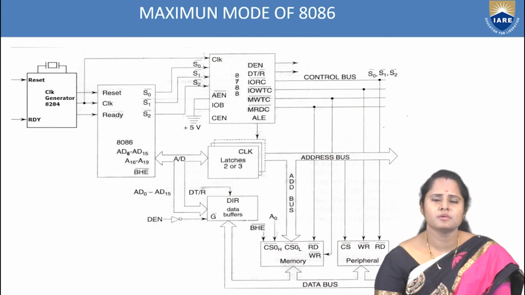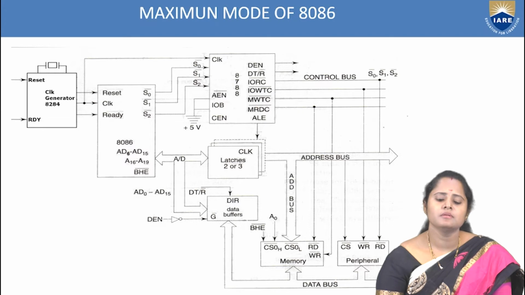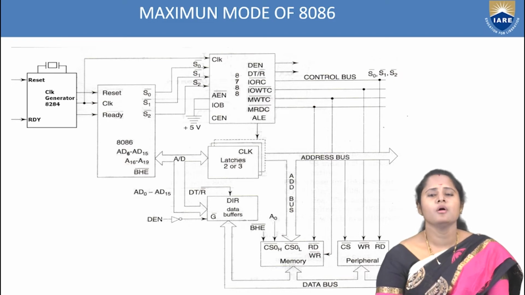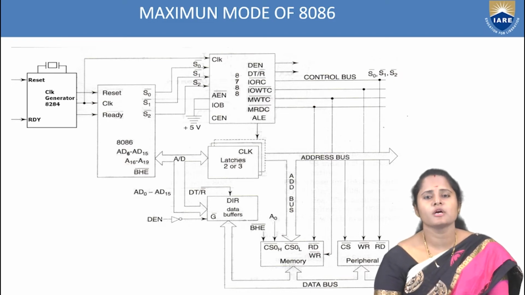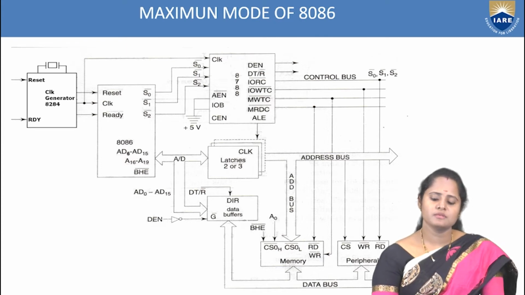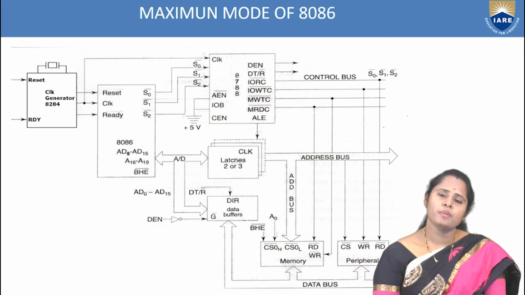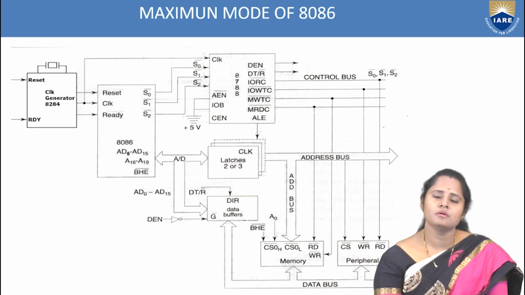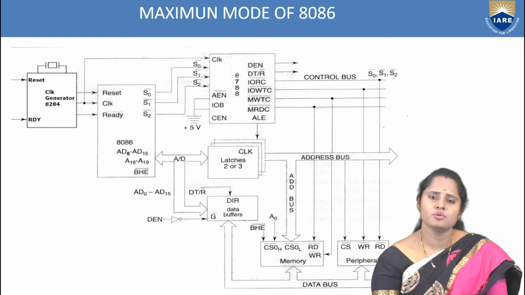What is a maximum mode? Maximum mode of 8086. As we know, maximum mode indicates that more than one processor you are connecting to 8086. So more than one processor means you're connecting peripherals. So you can see it is similar to the maximum mode register.